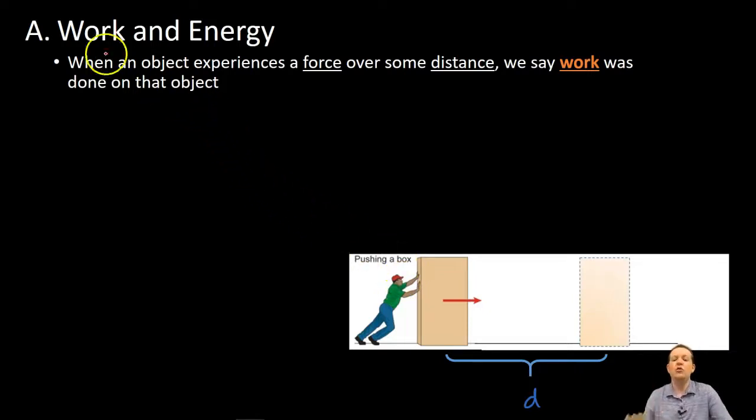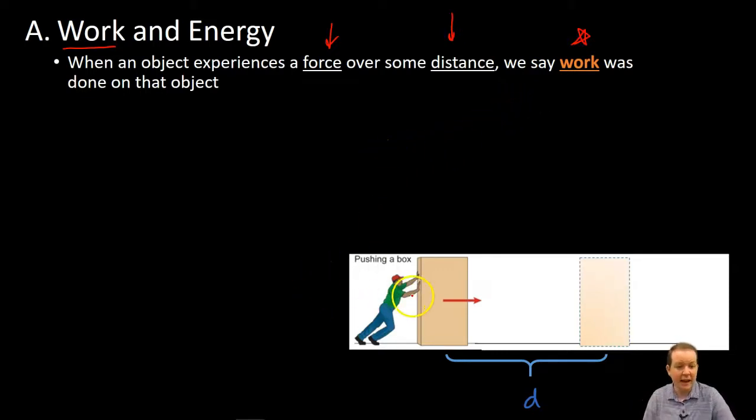Now, let's go into another term known as work, and this is going to be a very important physics word for the next couple of class periods in my own class, the next couple of videos. It has to do with forces, and it has to do with distance, things that we've already learned. Here's what it says. When an object experiences a force over some distance, so there's force, there's distance, we say that work was done on that object. It's a new definition.